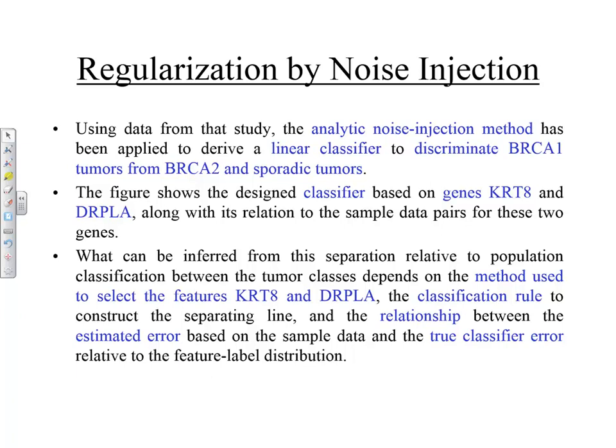So then the classification rule to construct the separating line and the relationship between the estimated error based on the sample data and the true classifier error relative to the feature label distribution. Because you have taken all these samples, you built the classifier, you got the line that is separating these two. But the question is, now if you give it a new sample, is it going to put it in the correct class or not if you use this classifier? And to figure that out, you need to be able to do error estimation. Are you able to give an estimate of the error, how good your classifier is going to be on the general population, not just on the samples? Okay, any questions?